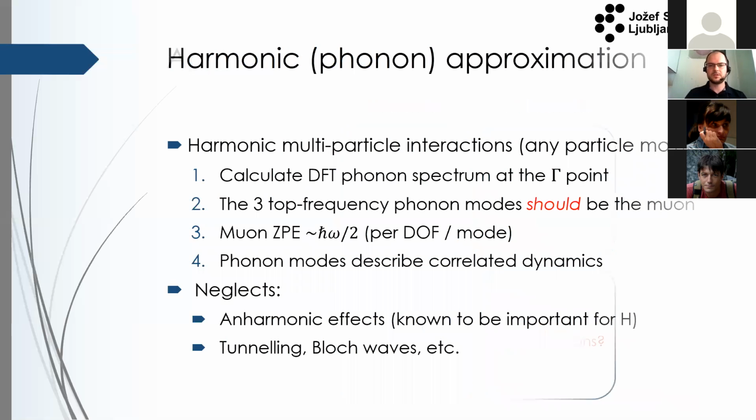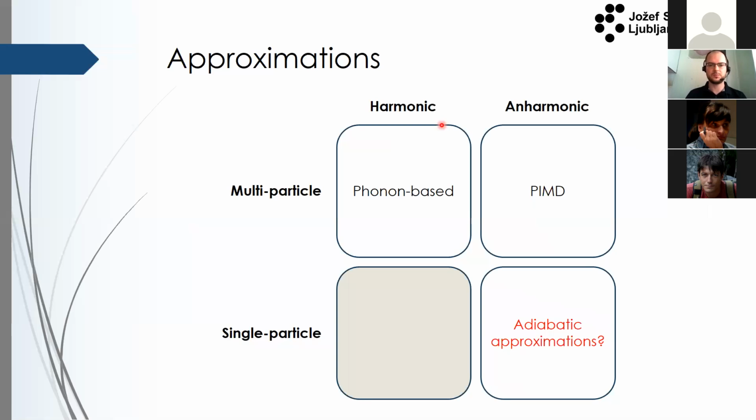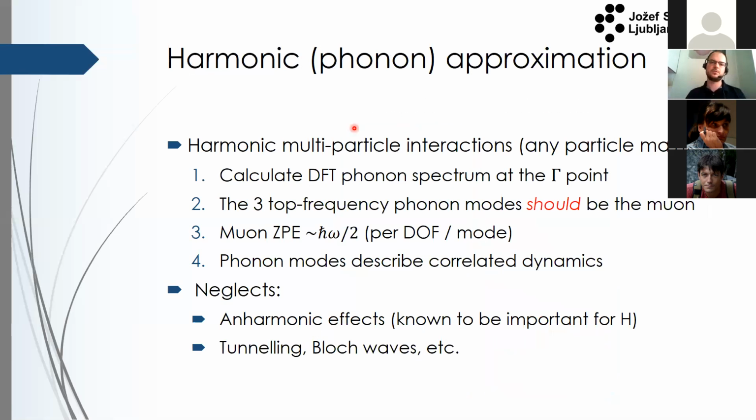Okay, the other option is going to multi-particle approximations, but with harmonic interactions between the different ions or nuclei. So this is also relatively easy to implement, a bit more computationally intensive though. So we calculate the DFT phonon spectrum at the gamma point with a muon inside the crystal. That's the first step here. What this means is we calculate the vibrational frequencies of the crystal, assuming it also has a muon that can move in a correlated fashion together with everything else in the crystal. We calculate phonons, basically.